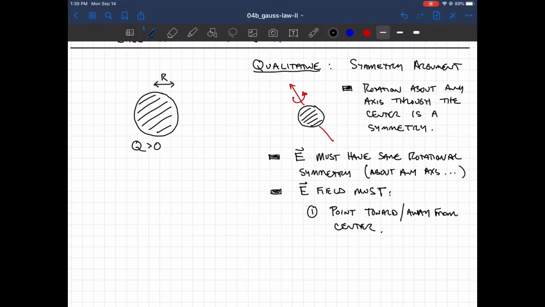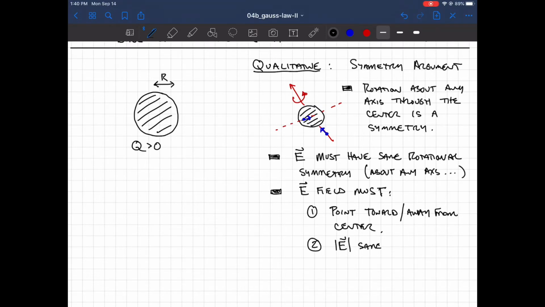Exactly for the same reasons as before, I can look at a point on this axis, and unless the electric field is pointing along that axis, it will be changed by the rotation. So I know that E must either point towards or away from the center of the ball. And of course that's true for any point in space, because I could draw a different axis pointing in a different way and choose the electric field at a different point, and it also must be pointing towards or away from the center of that ball. So this statement applies to every point in space.